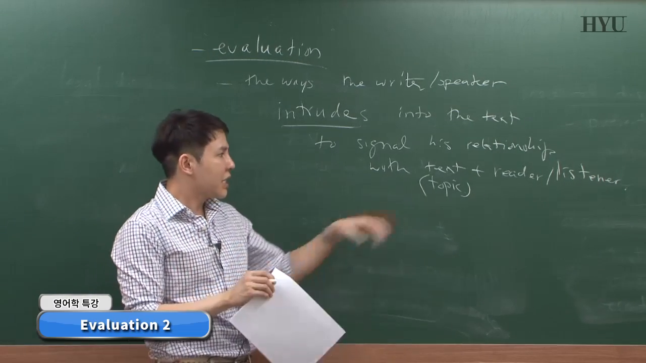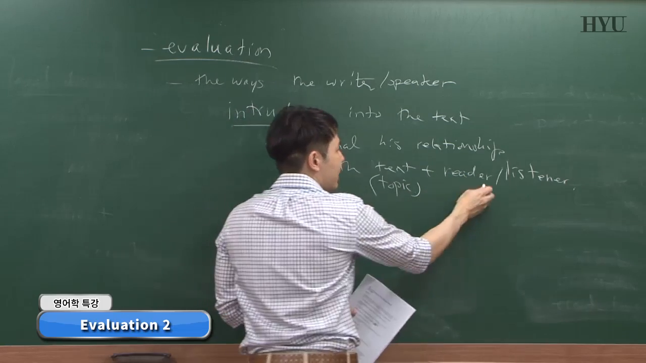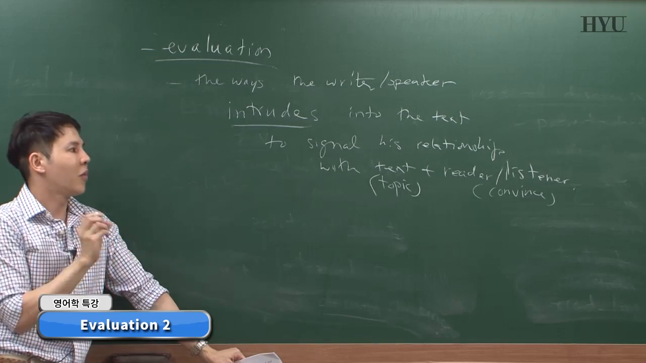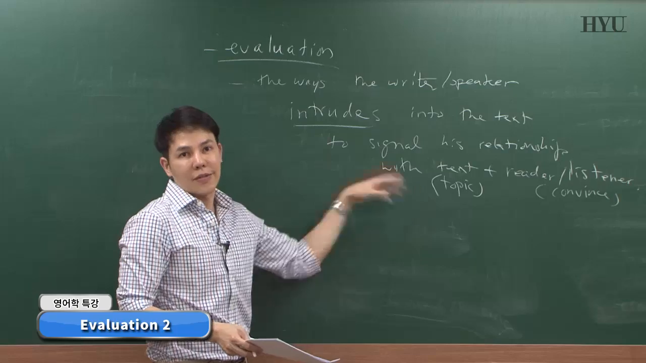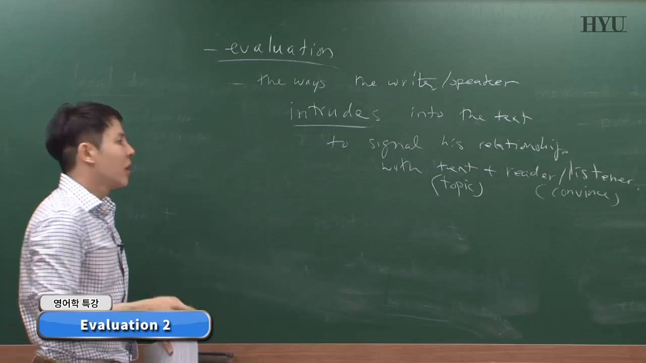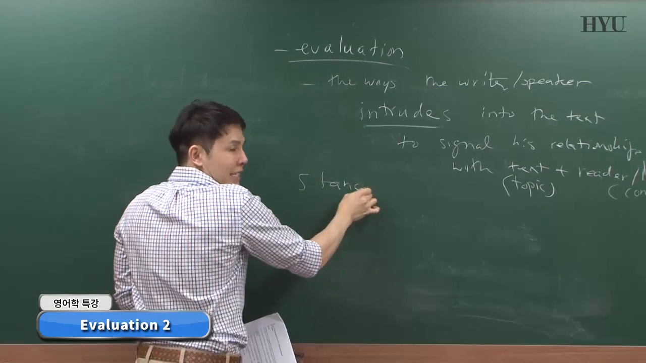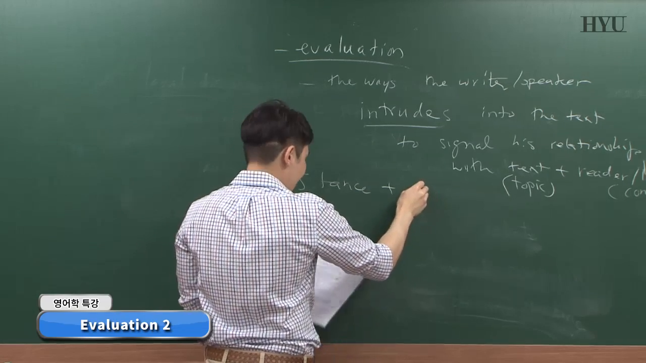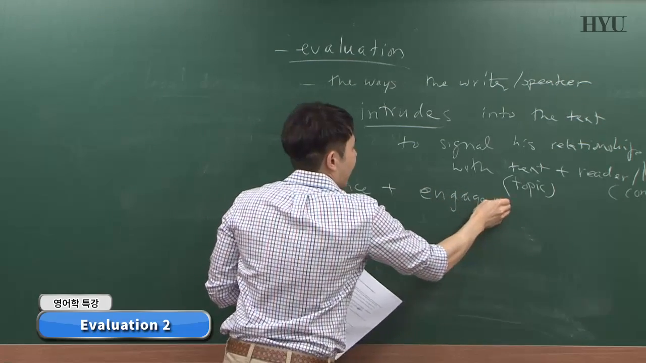So both are important, not just your opinion about the text, right? But you have to convince, right? So you have to convince the reader or the listener. So your relationship with the reader or the listener is also important, apart from your relationship with the text, right? So both are important. That's why when we analyze evaluation, we have two concepts, remember from last time. So we have the concept of stance and also engagement, remember from last time, right?